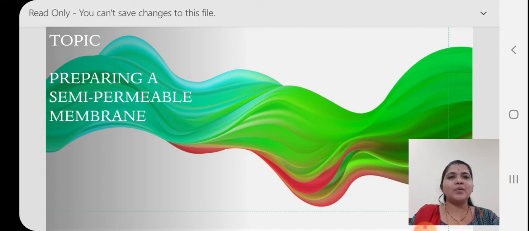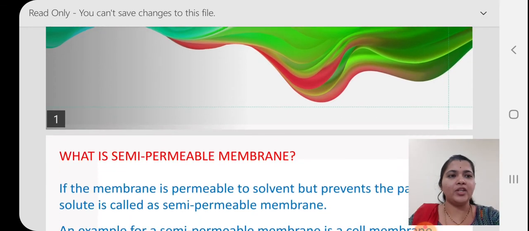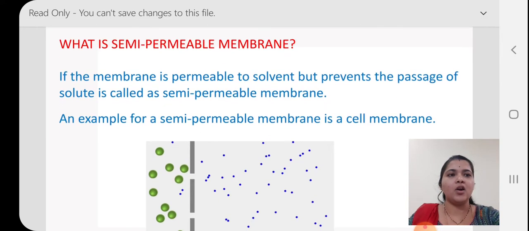Today's topic is preparing a semi-permeable membrane. Let's go with the definition of semi-permeable membrane. What is a semi-permeable membrane? If a membrane is permeable to solvent but prevents the passage of solute, it is called a semi-permeable membrane. So, what is an example of a semi-permeable membrane?